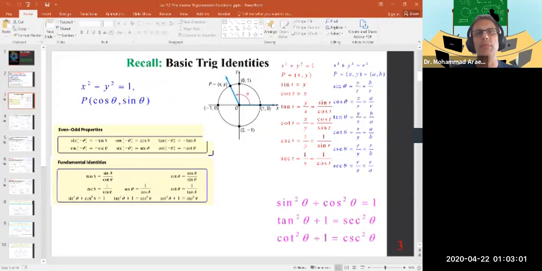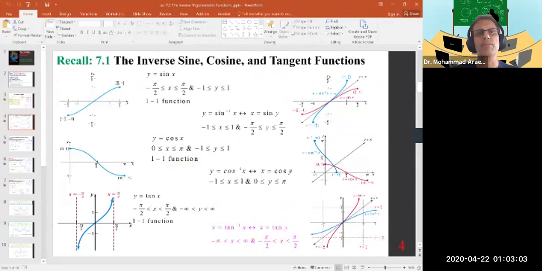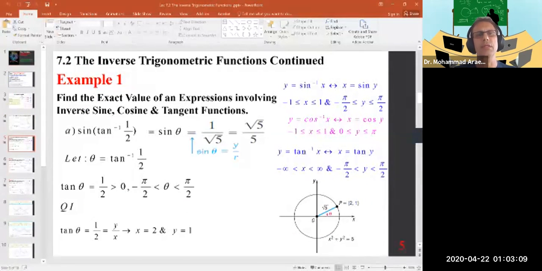Of course, some basic trig identities, inverse trigonometric functions. We started by going over the examples, and remember the best course of action, when you are interested in finding the inverse, is to remember it represents an arc on an angle. So you start with that. In this example, obviously tan inverse of 1/2 is theta. We are interested in sine theta.